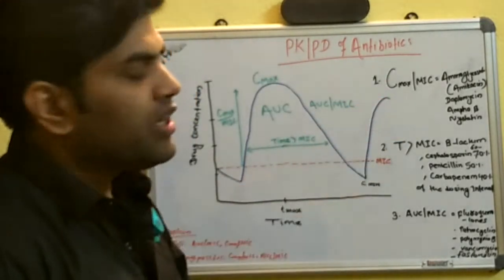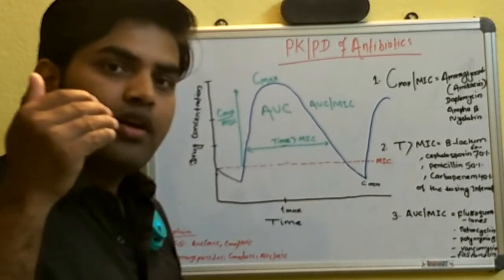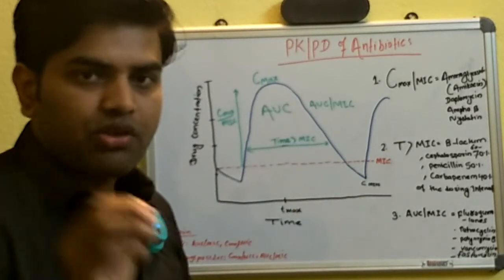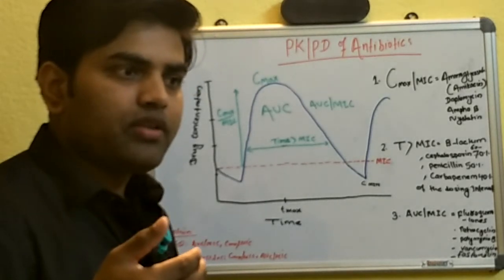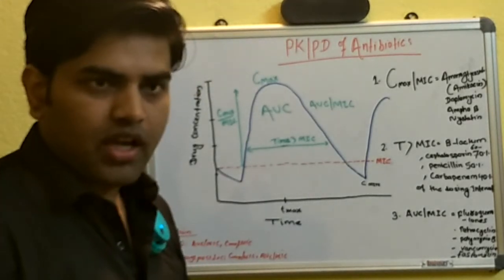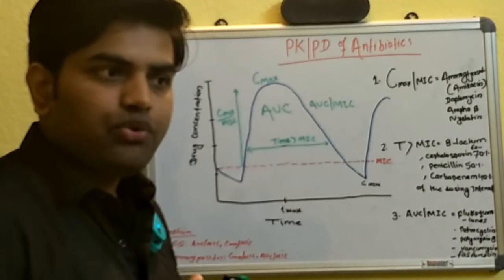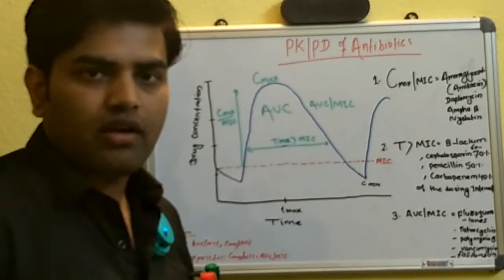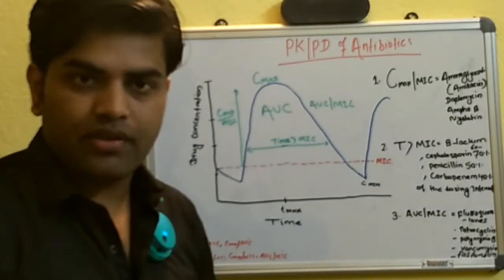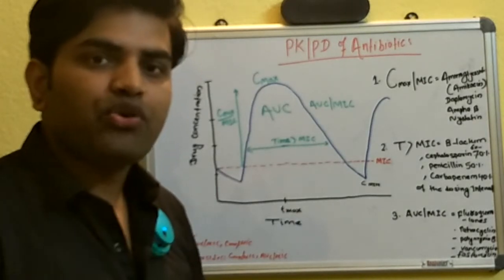So amikacin, if you are giving, it will be 750 mg in 100 ml NS over 30 minutes. After that, if you find there is nephrotoxicity and you need to adjust, then you do not reduce the dose but give it every 48 hours. That will be preferred and more useful.